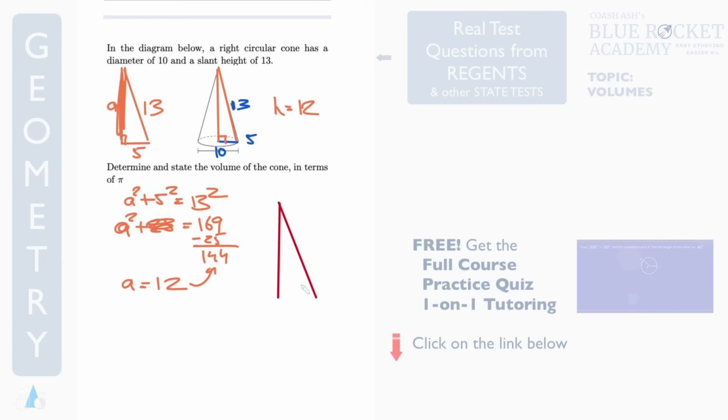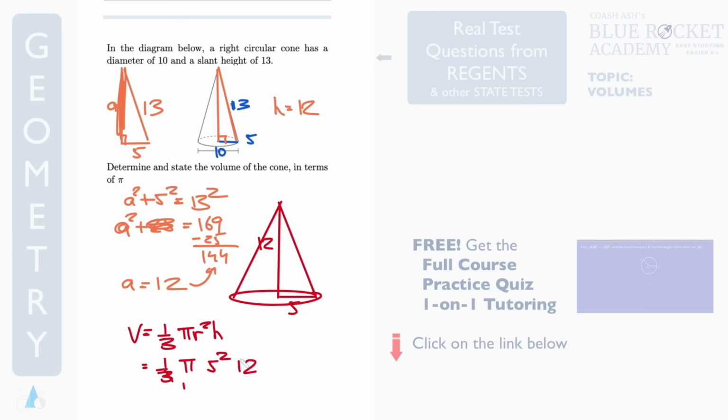Now it's easy. You can ignore the 13. It's not important anymore. You just want to know this radius is 5 and this height is 12. So what's the volume of this cone? It's 1 over 3 pi r squared h. The r is 5 here, so you write 1 over 3 pi 5 squared times the height, which we figured out as 12. Now 3 times 4 gives you 12, so it simplifies to 4, and 5 squared is 25. So you can write this as pi times 25 times 4. When you multiply these numbers, you get 100 pi, which is your answer.